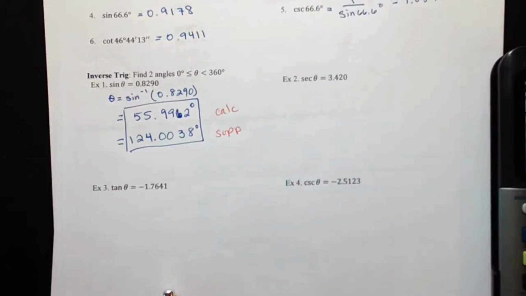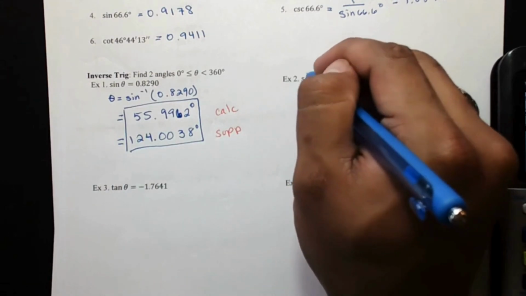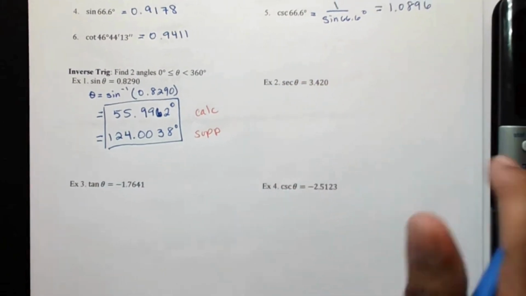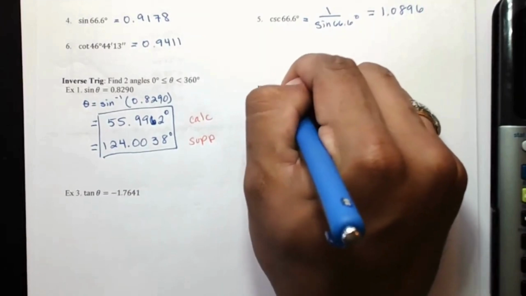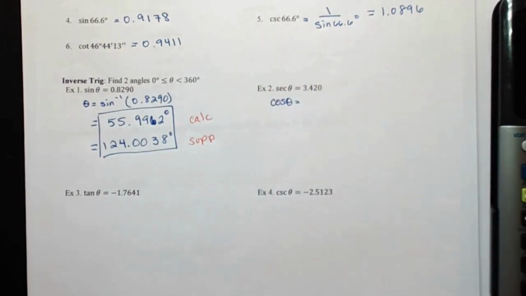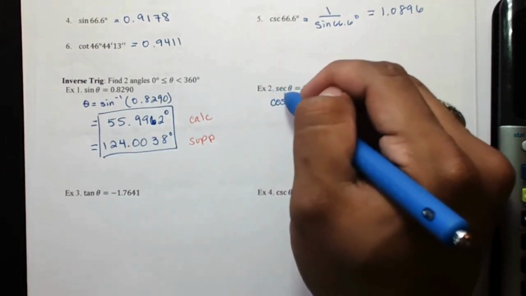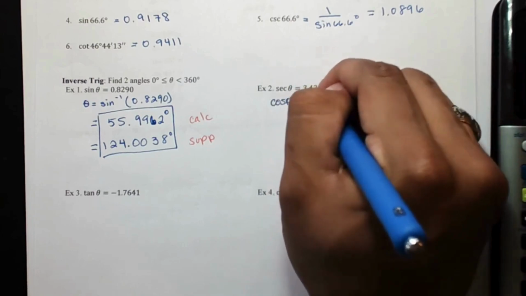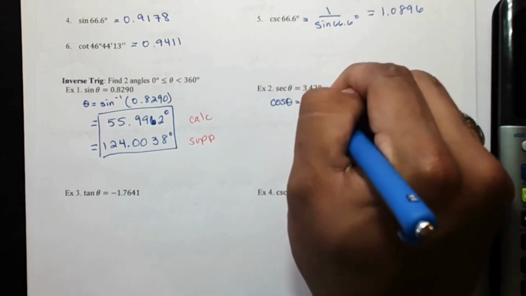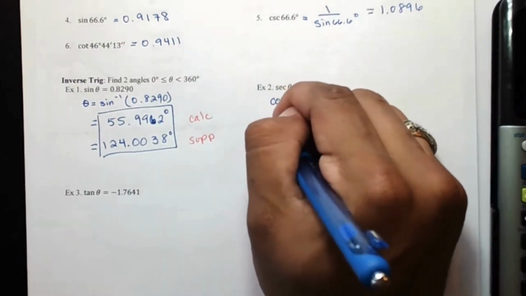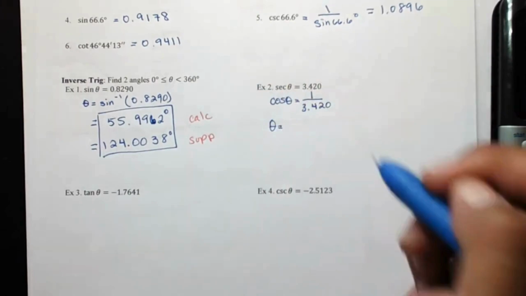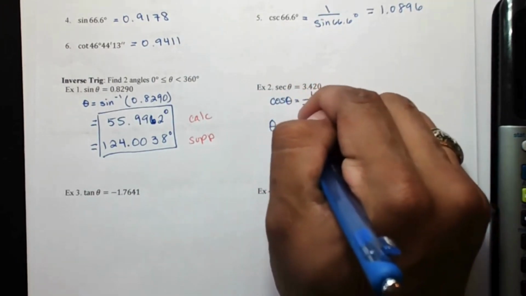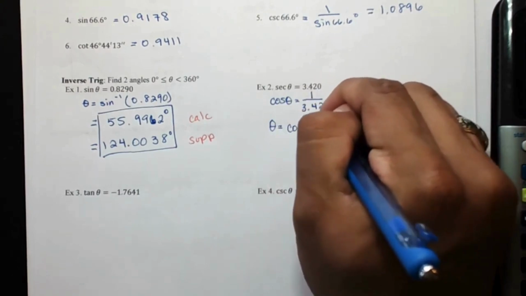All right, secant. You can look all through your calculator, but there's no secant inverse button. What we do have is a cosine button. So what I need to do is figure out how to make this a cosine function. Well, in order to make this a cosine function, I need to do the reciprocal of both sides. So if I do the reciprocal of secant, I get cosine. If I take the reciprocal of 3.420, I get 1 over that. So in order to figure out what theta is, I inverse cosine both sides. So I'm going to do cosine inverse of that fraction.